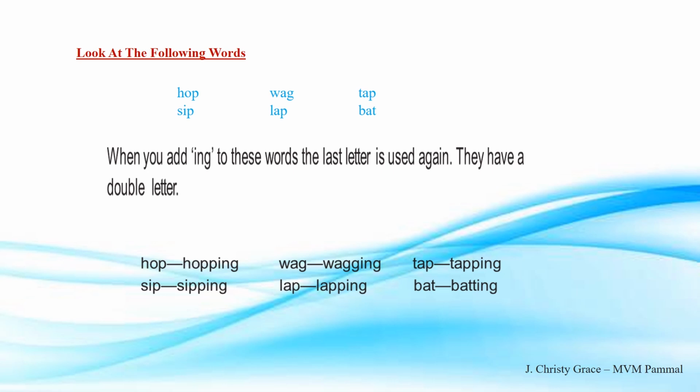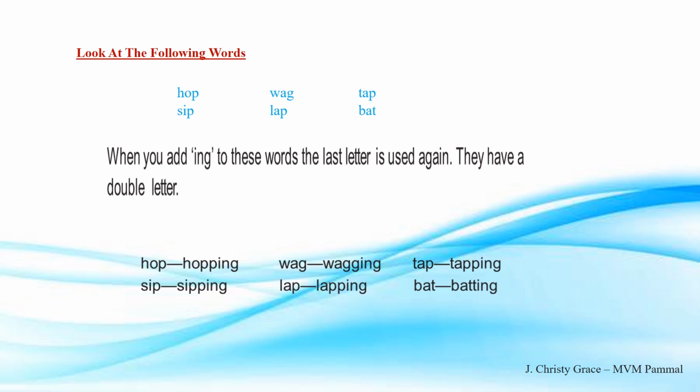Tap. T-A-P. Tap. When we are adding ing, we have to double the last letter of the word. So, tapping. T-A-P-P-I-N-G. Tapping. Sip. S-I-P. Sip. S-I-P-P-I-N-G. Clear? Next, lap. L-A-P. Lap. So, while adding ing, what do we have to do? We have to double the last letter of the word.